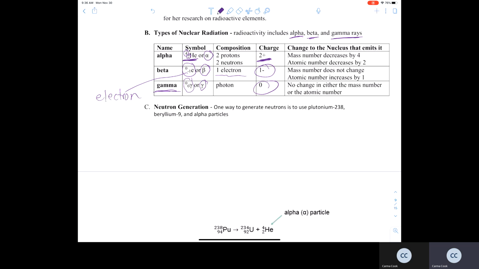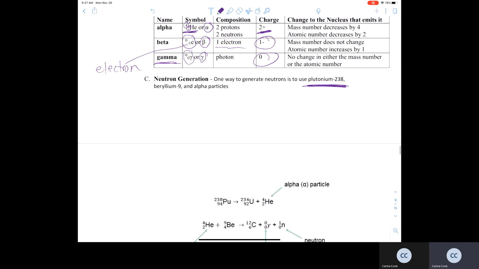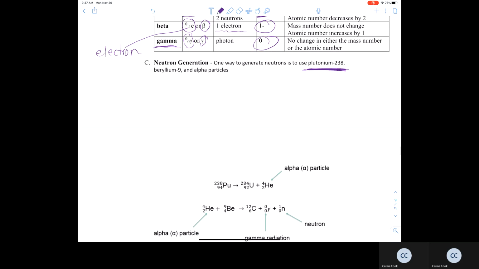So we said that in order for nuclear fission to happen, the nucleus of an element has to be hit by a neutron. So where do these neutrons come from that go on to hit the nuclei of elements and cause the splitting, or the fission? Well, one way to generate neutrons is to use a radioactive element called plutonium, plutonium-238. You can also use beryllium-9 and also use alpha particles.